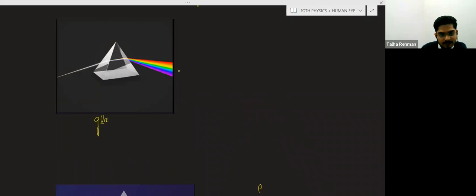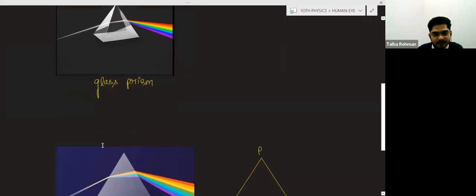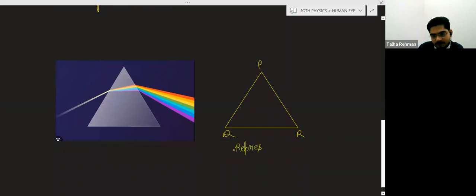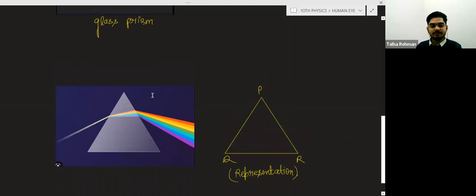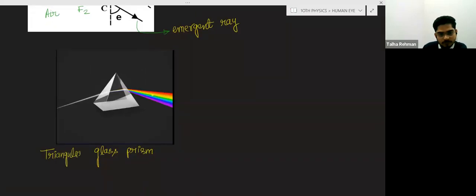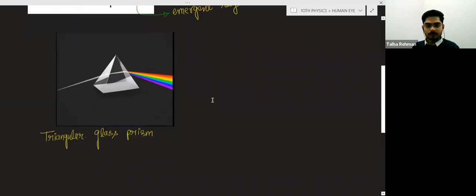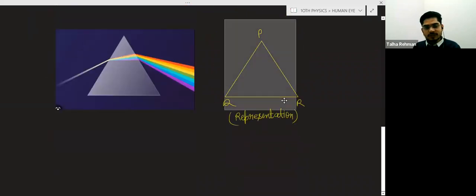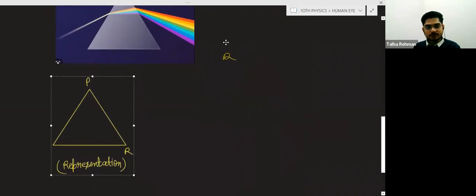So this is the representation of a glass prism. On copy or on paper, we represent the glass prism like a triangle. So basically, this is a triangular glass prism. Now we will see the refraction through this glass prism.